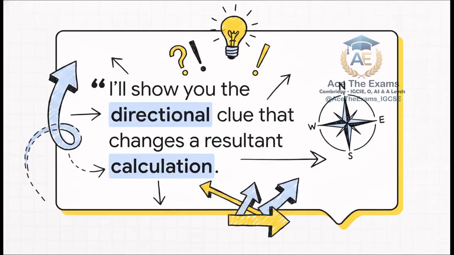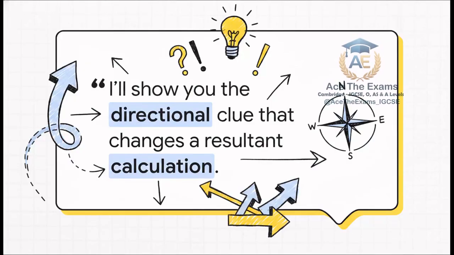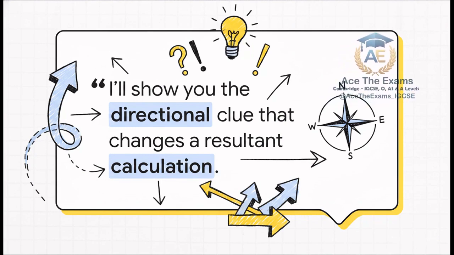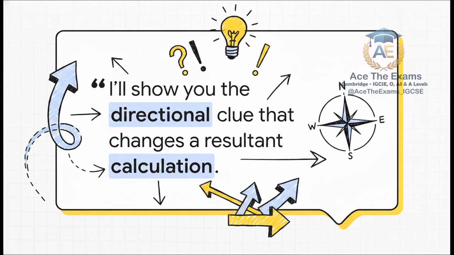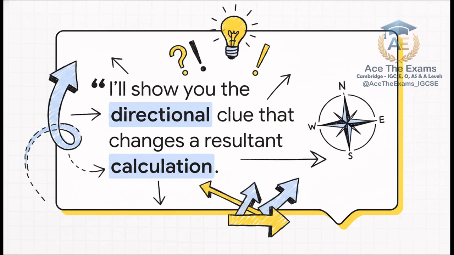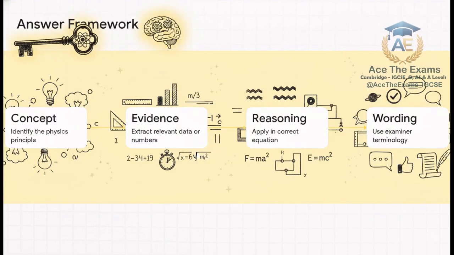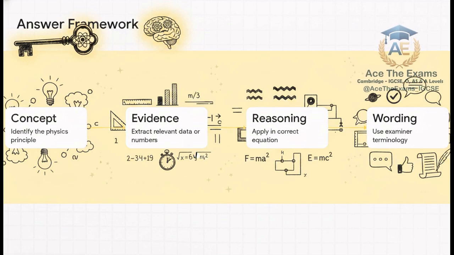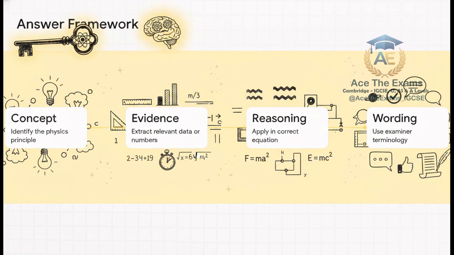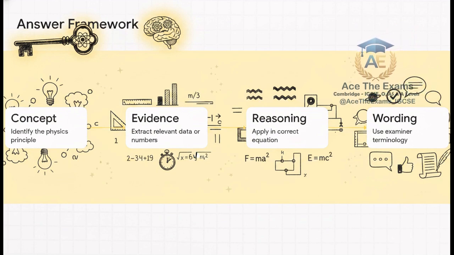Now, securing the marks for numbers and units is really just phase one. There's actually a hidden directional clue that changes a resultant calculation completely. It's a trap that literally trips up thousands of students. In a moment, I'll show you exactly what that directional clue is, but first you need a framework that makes that clue totally obvious. So here is your master key. This is the perfect answer framework for any complex calculation or explanation in Physics 0625. Step 1. State the concept. Identify the physics principle right out of the gate.